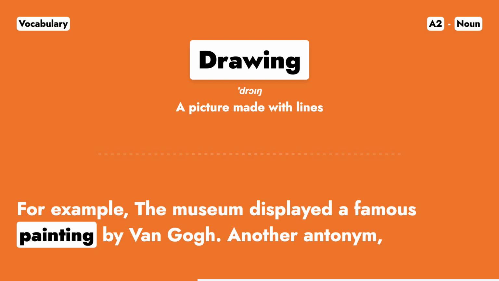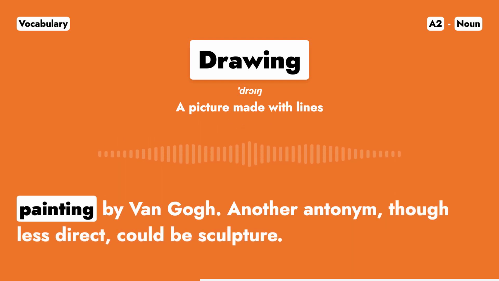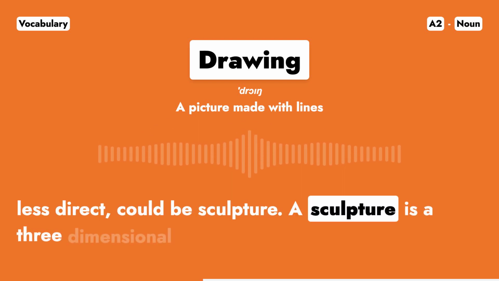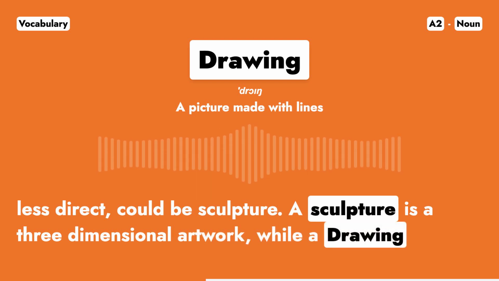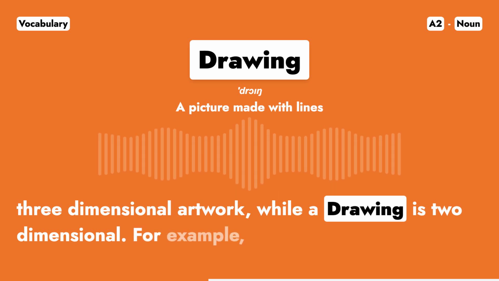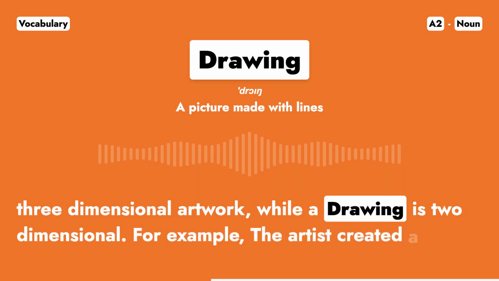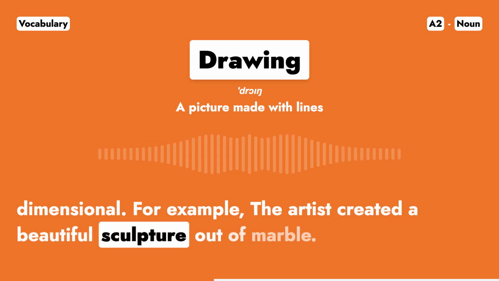Another antonym, though less direct, could be sculpture. A sculpture is a three-dimensional artwork, while a drawing is two-dimensional. For example, the artist created a beautiful sculpture out of marble.